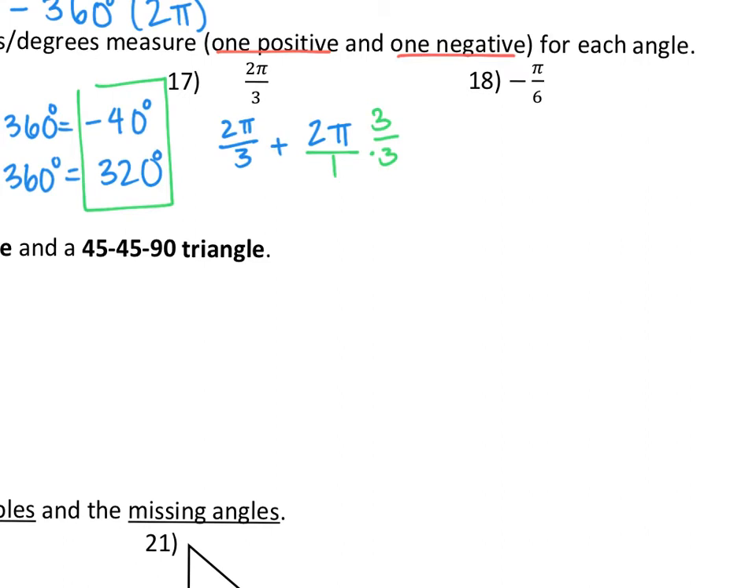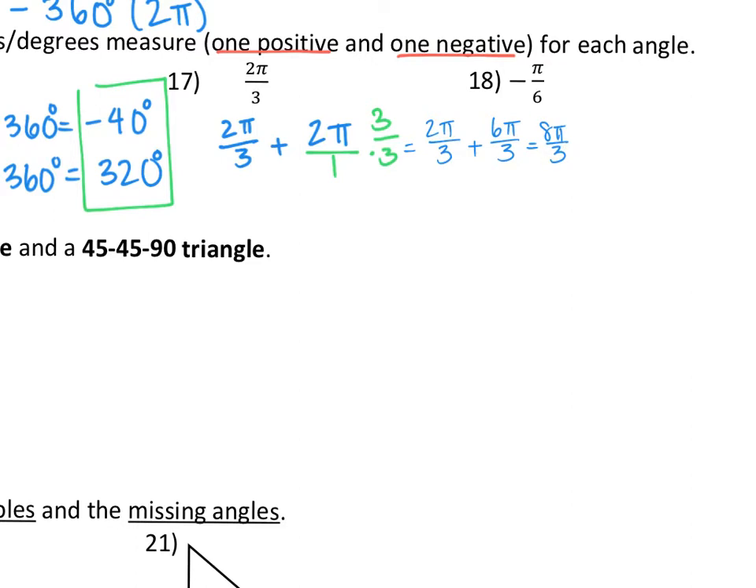So this would give me 2 pi over 3 carried over, added with 6 pi over 3, because 2 times 3 is 6, and then bring the pi over. And so if I add these two numbers here, I get 8 pi over 3, and that's a positive angle. So that's my first positive angle.